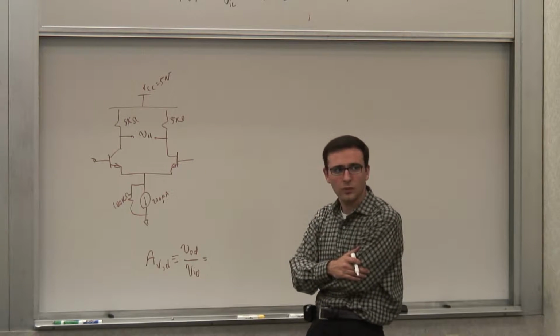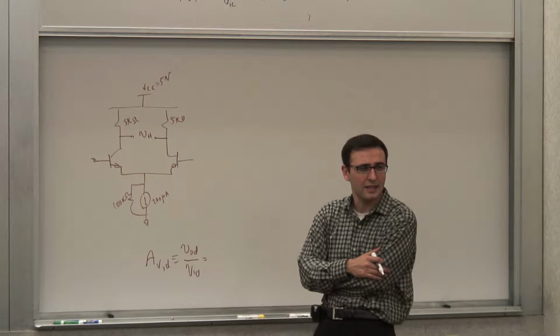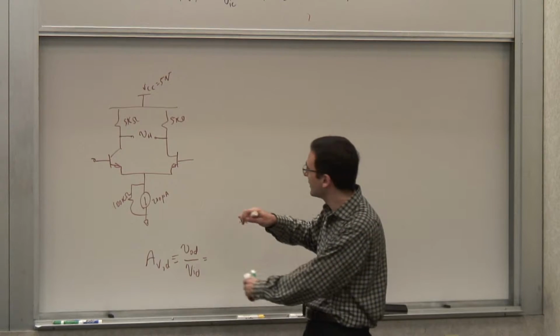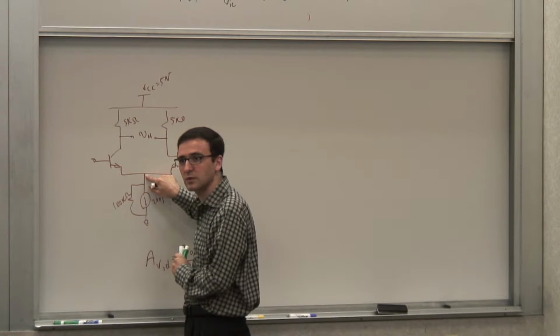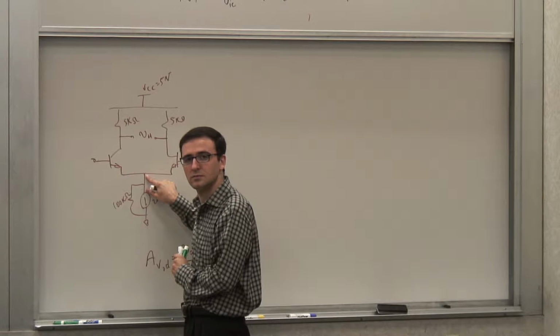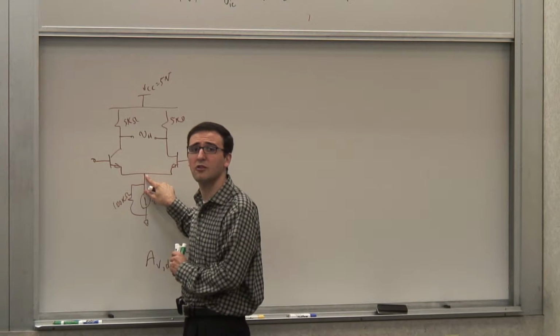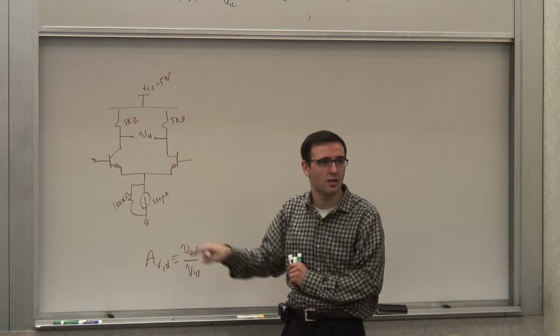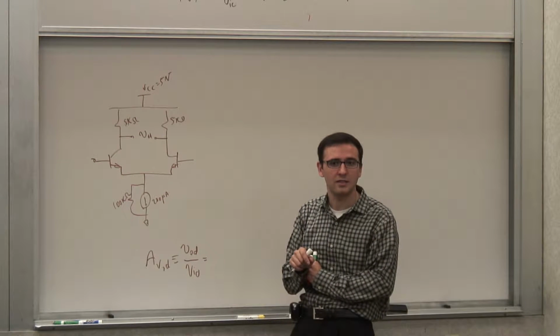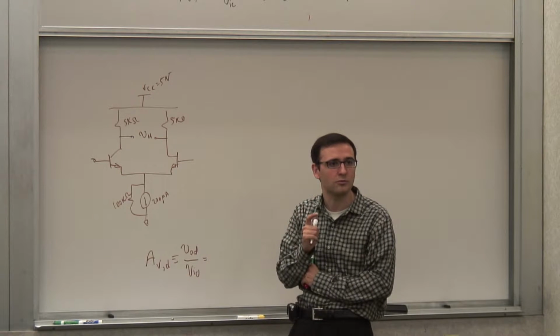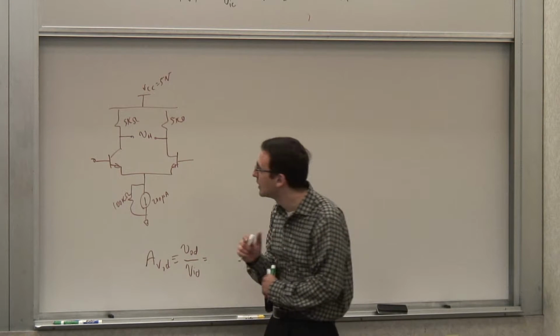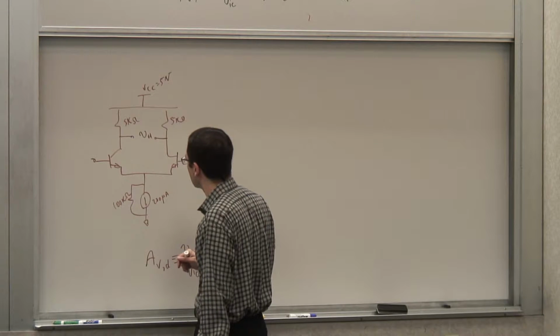Well, how do I calculate it? For differential signal, I know I can look at the equivalent half circuit, right? So I know for differential signal, this node does not move. This is what we call a virtual ground, by the way. That's the expression we use. It's not a real ground, but it's a virtual ground. Because for all practical purposes, it doesn't move. So you can actually treat it as a ground. So this node is a virtual ground for differential signal.